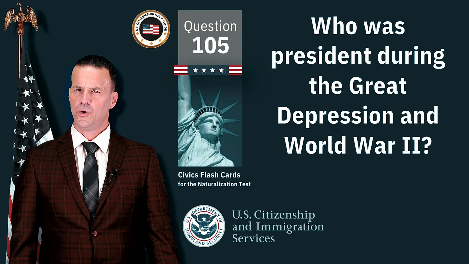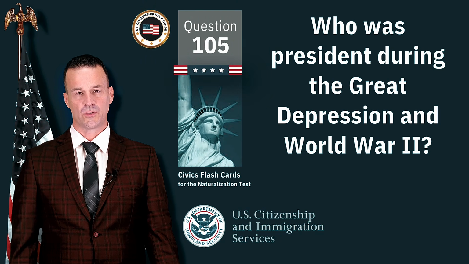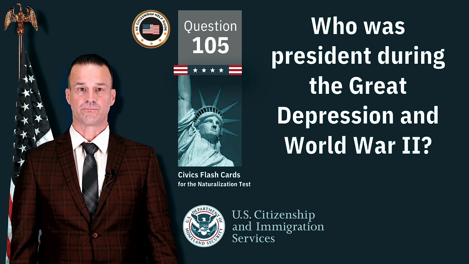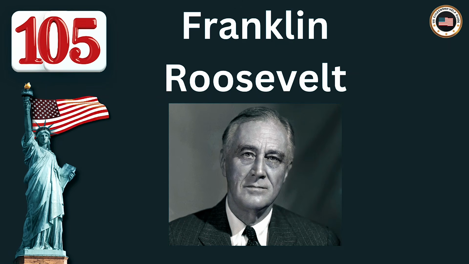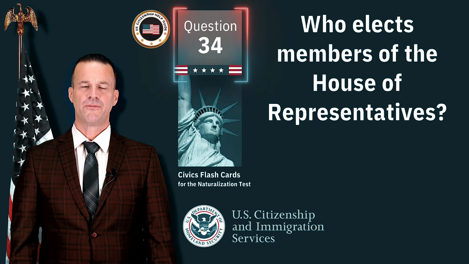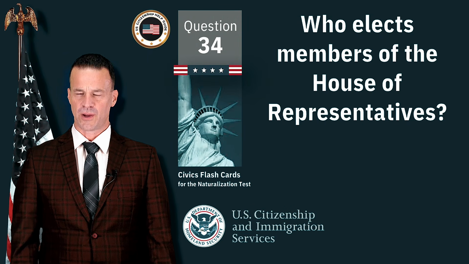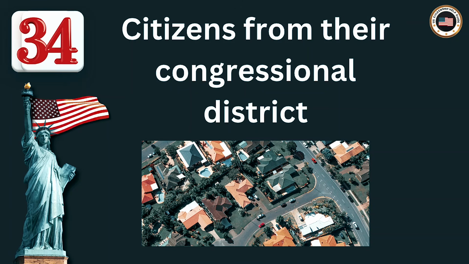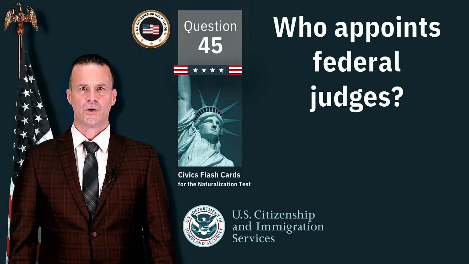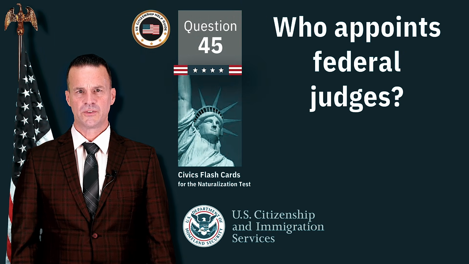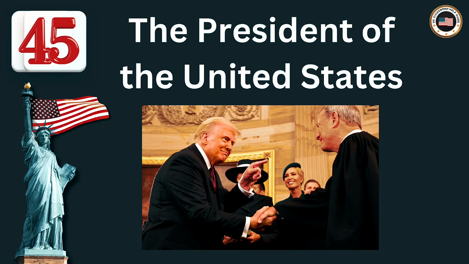105. Who was president during the Great Depression and World War II? Franklin Roosevelt. 34. Who elects members of the House of Representatives? Citizens from their congressional district. 45. Who appoints federal judges? The President of the United States.